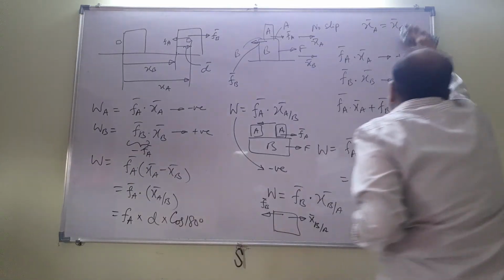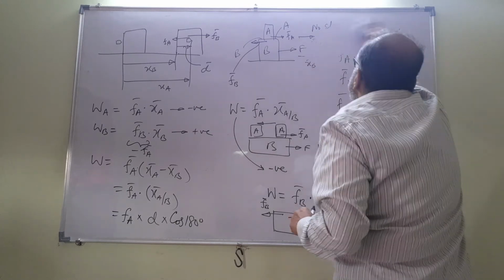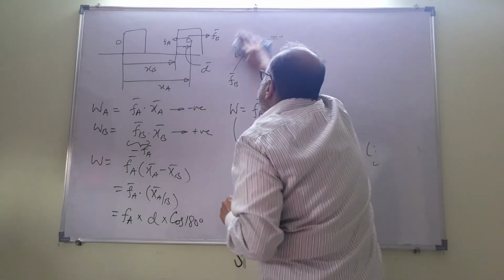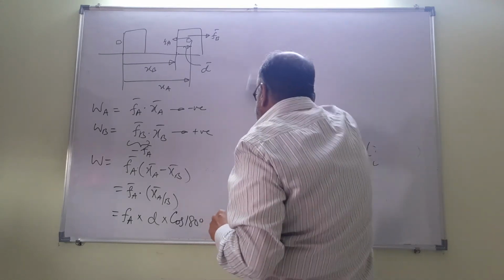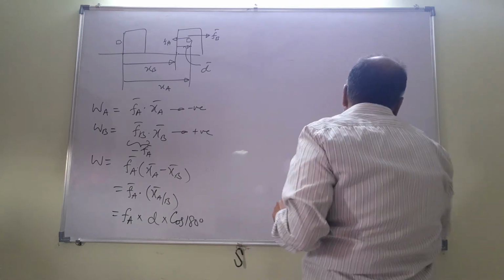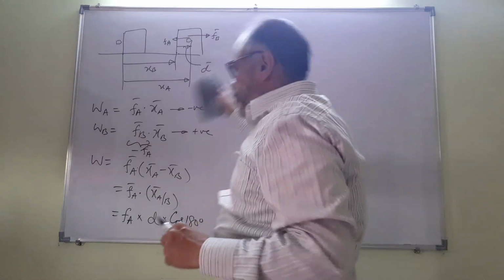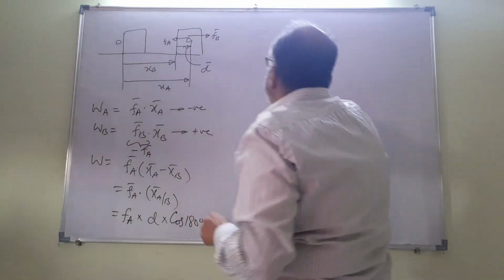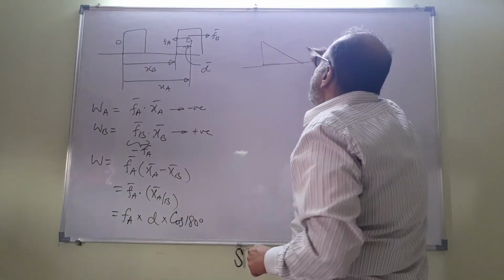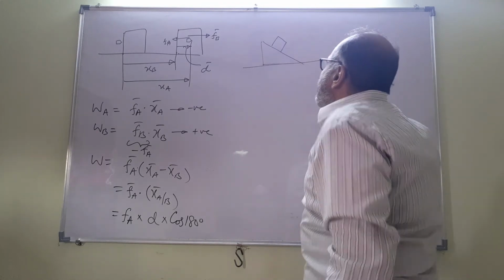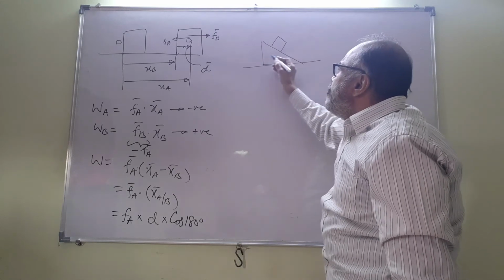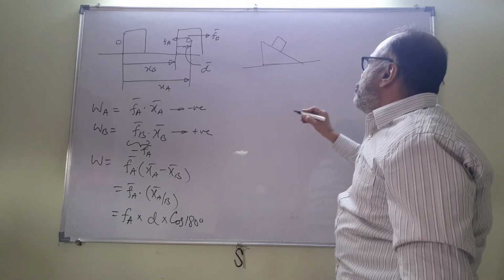Let us take another example. This is the case of a block on a wedge. A wedge, unlike an inclined plane, can move. Supposing we have a wedge like that and we place the block on it like that. Well, the block will no doubt come down, but the wedge will also move towards the left.